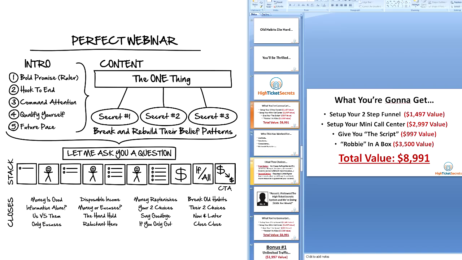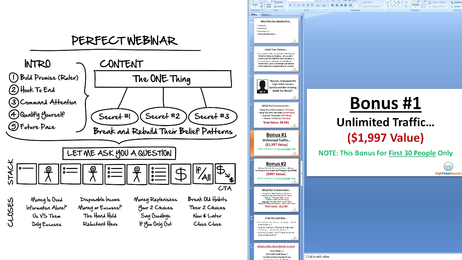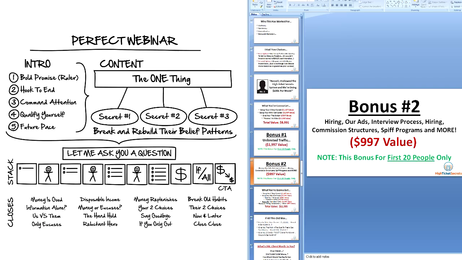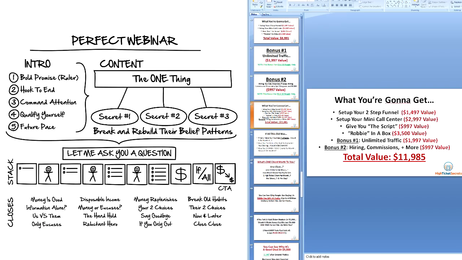I'm adding value, right? So I'm going to give you this bonus, which is unlimited traffic. Boom. And I'm going to give you this bonus, which is our ads and our interviews, okay? So what that means is, now I stack this. That means you're going to get, and I recap, the first thing I told them, the second thing, the third thing, the fourth thing. So I just resaid that.